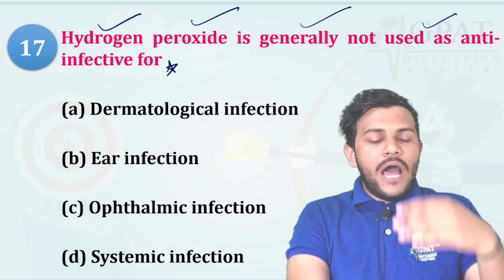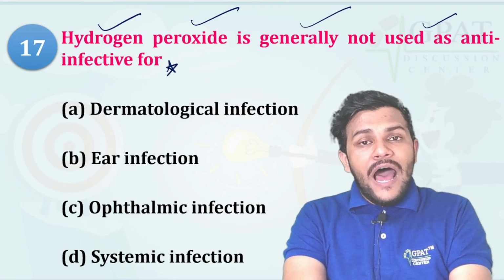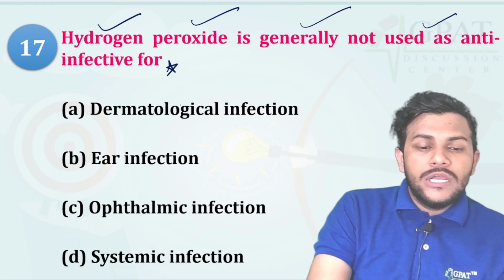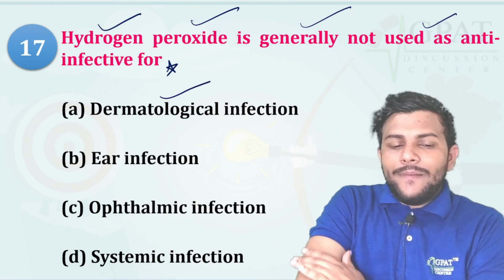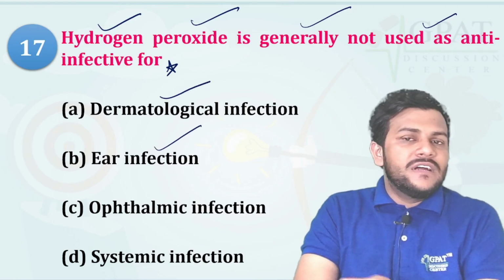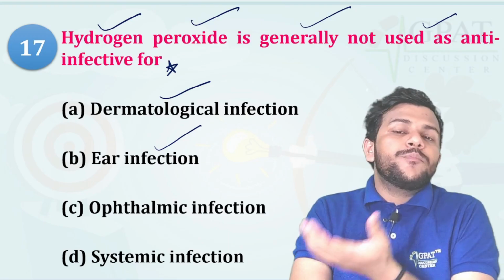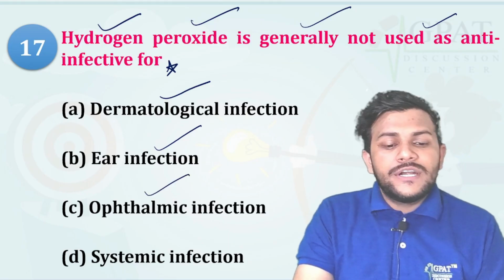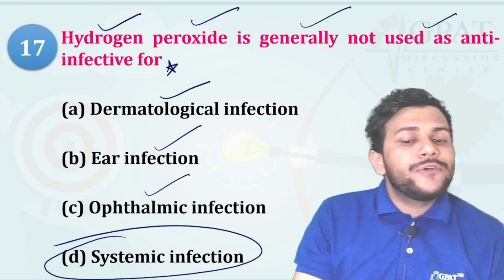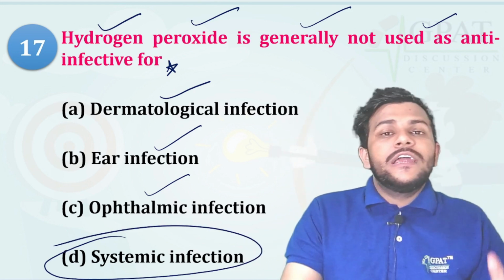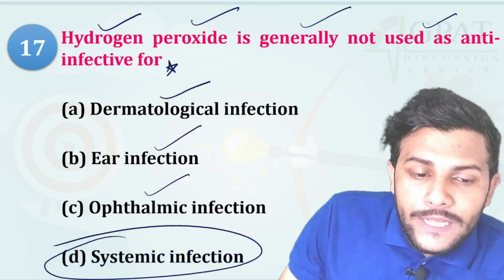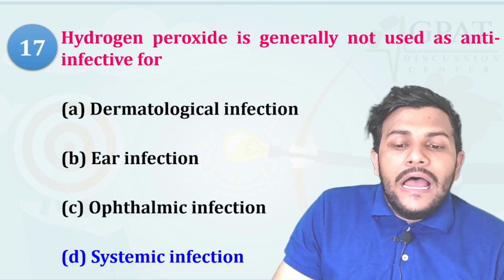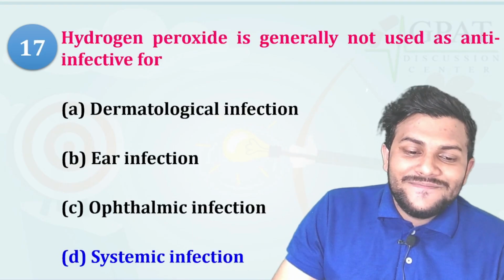Next, hydrogen peroxide is generally not used as an anti-infective for which use? Hydrogen peroxide has a strong antimicrobial action but also toxicity on the body. For dermatological infection, yes, we can apply it topically. For ear infection, we can insert it into the body cavity in a very small amount. Yes, as an ophthalmic solution we can use it in a very low concentration, but systemically we cannot give hydrogen peroxide because it creates toxicity in the human body. So systemic use of hydrogen peroxide is intolerable.